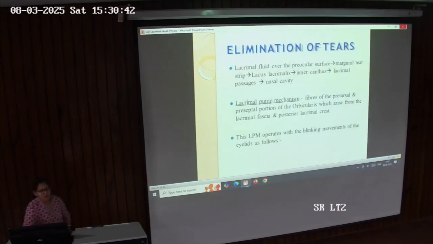Now, what is the mechanism of the lacrimal pump? Lacrimal fluid over the preocular surface forms the marginal tear strip, then goes to the lacus lacrimalis, then to the inner canthus. Through the lacrimal passage, it goes to the nasal cavity. The lacrimal pump mechanism is mainly formed by fibers of the orbicularis oculi muscle, the pretarsal and preseptal portions of the orbicularis.